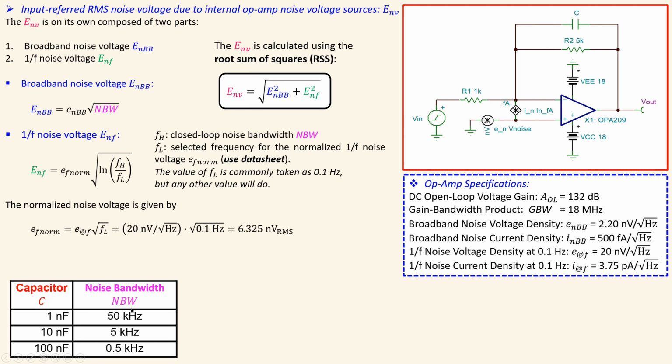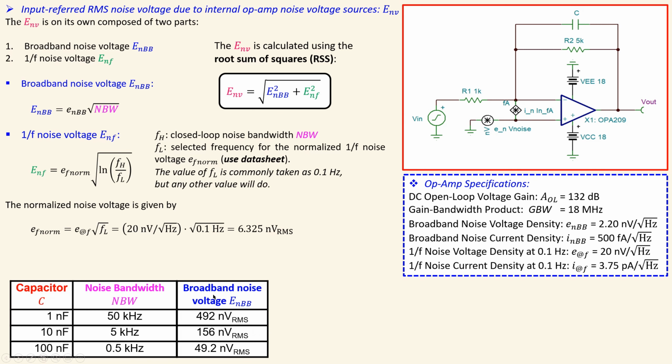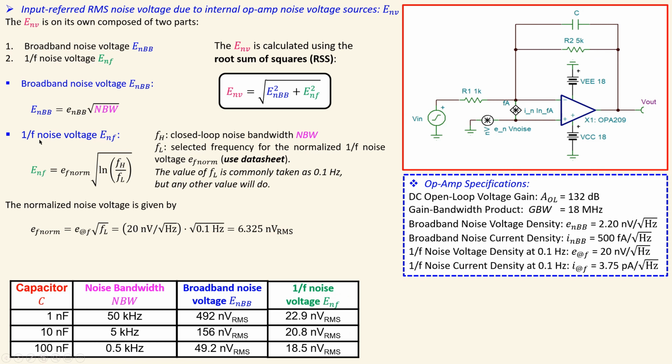Now, if I summarize the values for each value of the capacitor, also for the noise bandwidth, we will have this value. We have seen this. Now we will calculate the broadband noise voltage for each case using this formula. You have this value. Now the values for the 1/f noise voltage will of course be calculated using this. Substitute in here this 6.325 nanovolts RMS. In here the noise bandwidth for each capacitor, and you have 0.1 hertz here, and you will have these values.